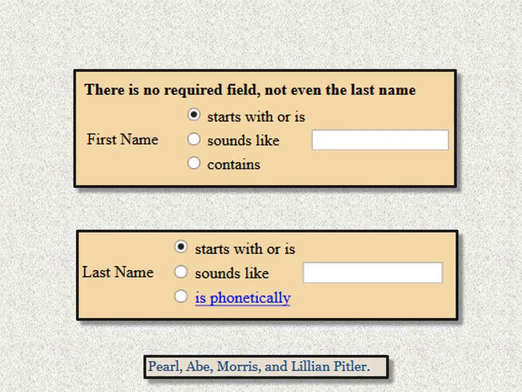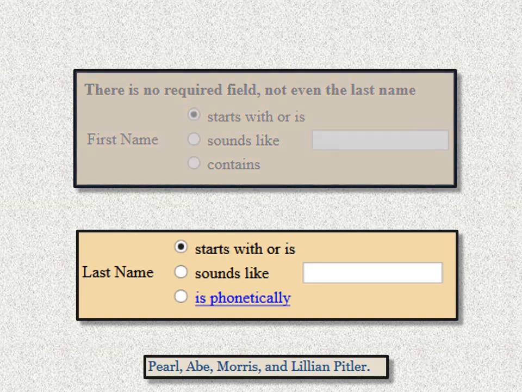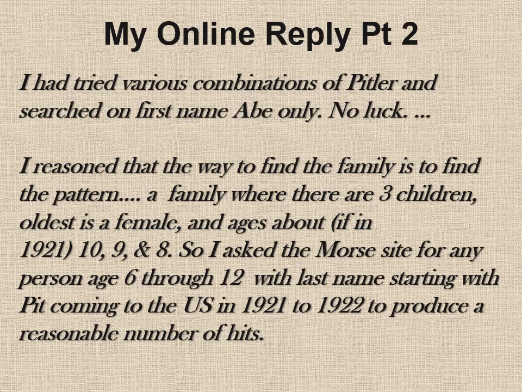So, what about the first name? Well, I'm going to ignore that. I don't think that's going to give you much good results. Now, about last name, and this is again from the solution that I put online, I had tried various combinations of Pitler and searched on first name Abe only. So I did Abe, I thought it might be comparable on the sheet. No luck. I reasoned that the way to find the family is to find the pattern.